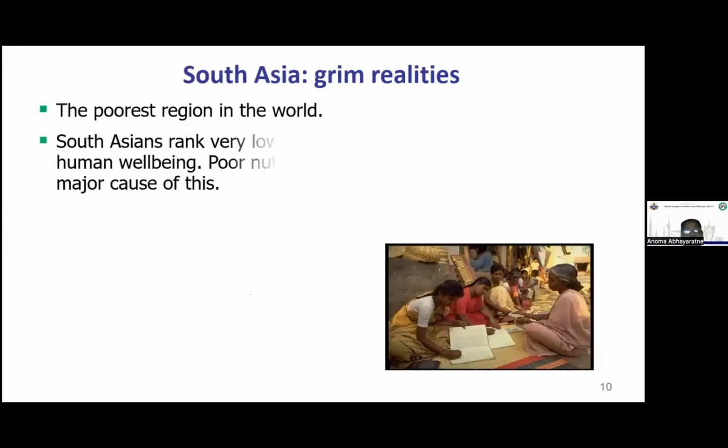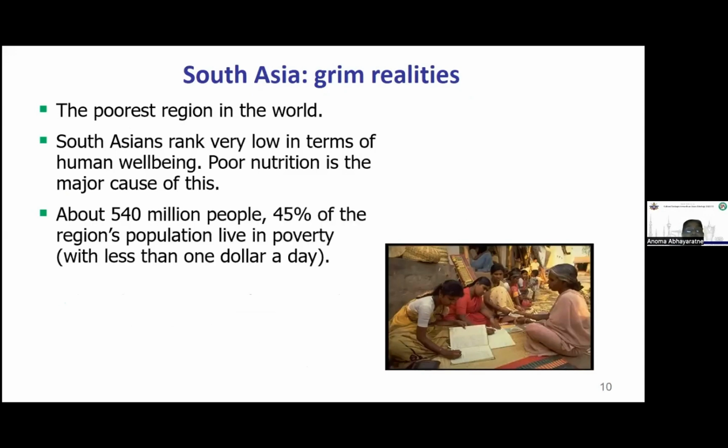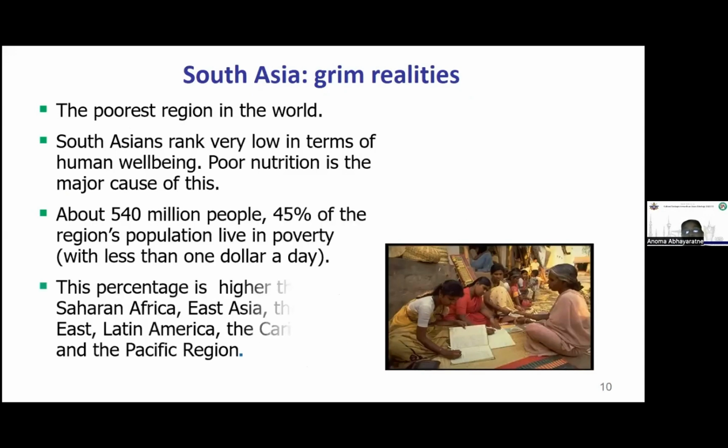However, with all that, South Asia is the poorest region in the world. South Asians rank very low in terms of human development. Malnutrition is the major cause of this. We know that India is becoming rich. They are very good at doing IT, but still there are people who live in poverty, very, very poor, even without basic facilities to live.